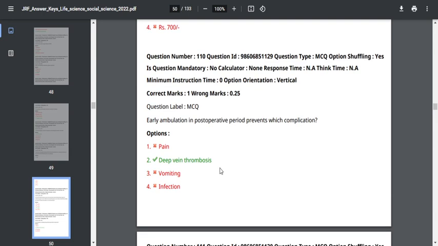Early ambulation in the post-operative period prevents which complication? Early ambulation is nothing but after a surgery or operation, the person is asked to get out of bed and do a few light actions, like standing or walking for a while. It is generally used to prevent deep vein thrombosis, which is nothing but a blood clot in the deep veins.